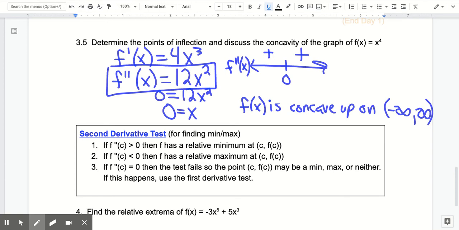Which we already knew. Well, you guys know what the graph of f of x equals x to the fourth looks like. It's like a parabola. It's a little bit flatter at the bottom, so it kind of looks like this. And that is, of course, concave up on the entire thing.